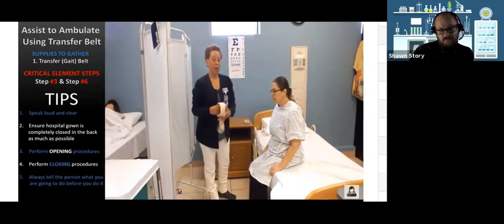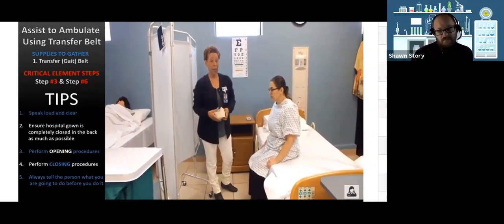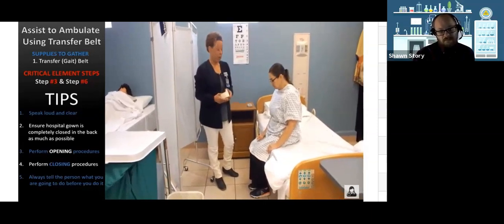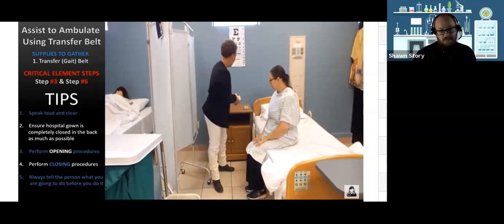Now, at this point in time, depending on what skill you have next on your skill set, you can either have the person remain sitting or you can have them lie back down in bed. Would you like to stay seated or do you want to lie back down? Sitting. Okay.